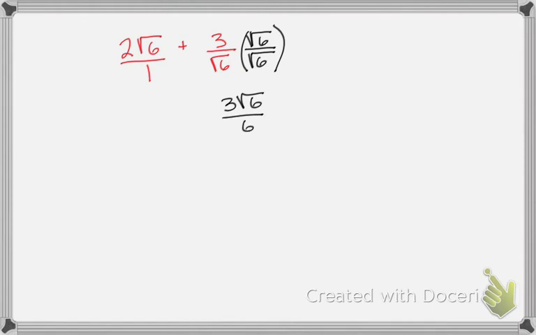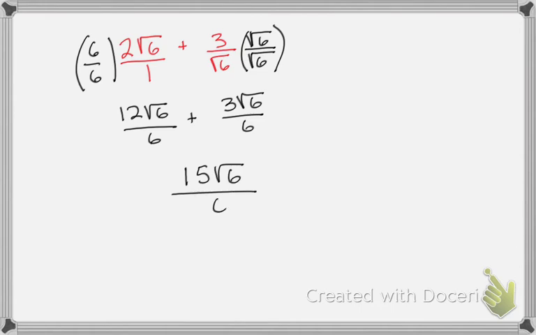And then over here, I've got 2 rad 6 over 1. What would I need to multiply to give that a common denominator? Since 6 is the other denominator, I'm going to need to multiply this by 6 over 6. So that becomes 12 rad 6 all over 6. Now my denominator is the same. We can add the numerators. So 12 rad 6 plus 3 rad 6 makes altogether 15 rad 6 all over 6.